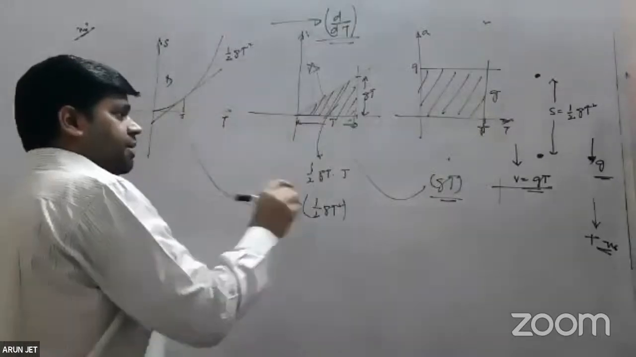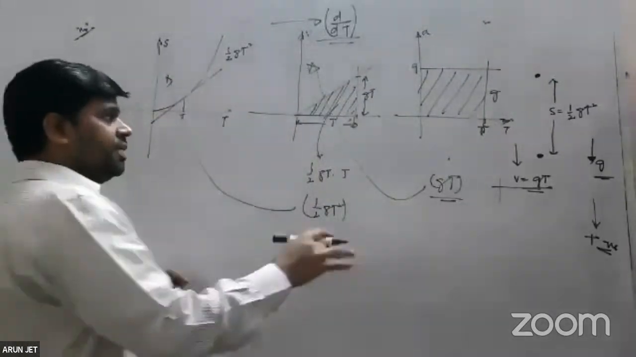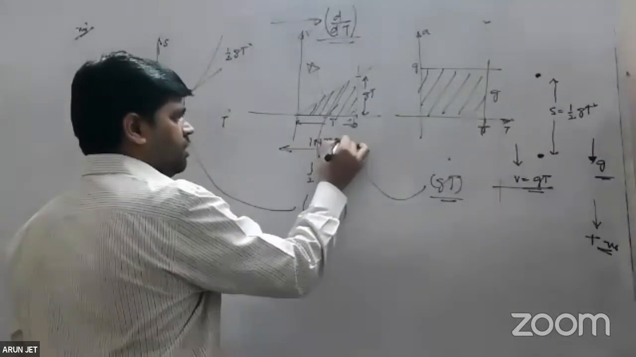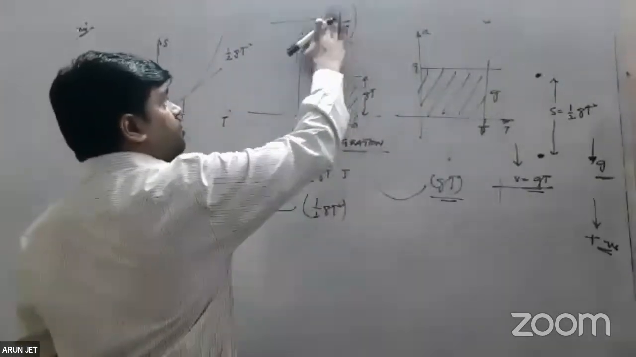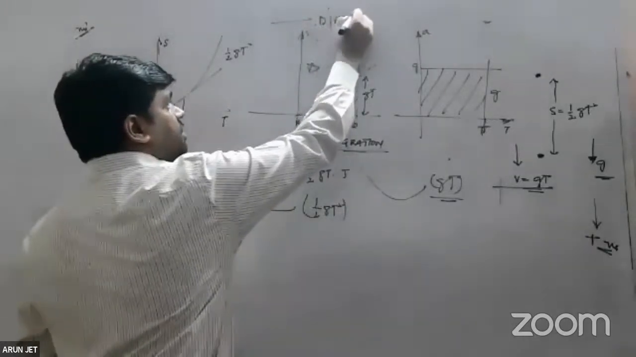This process of finding out areas and getting the information of the motion, we use integration. To get the information of velocity and acceleration from displacement, we use differentiation.